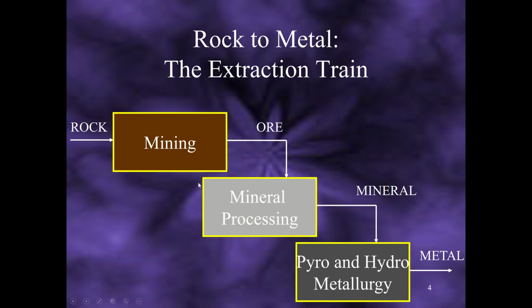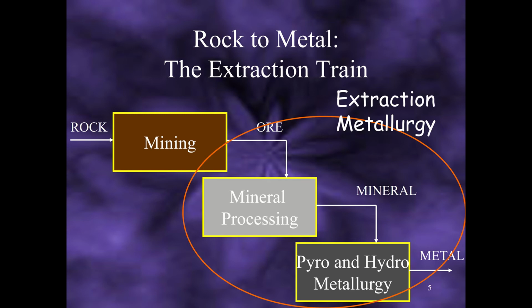In industry, production of ore from rock is through a process that is called mining, and mineral processing is about production of minerals from ore, and after having minerals of interest, we apply pyro and hydrometallurgical processes to produce metal. In general, conversion of ore to metal is called extraction metallurgy. Therefore, extraction metallurgy is composed of mineral processing, pyrometallurgy and hydrometallurgy. So, in other words, when we talk about mineral processing, we mean production of minerals from ore.